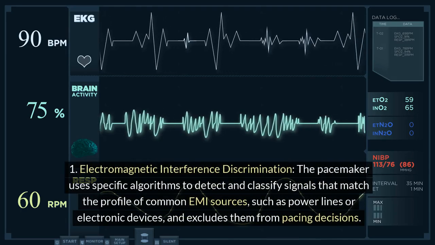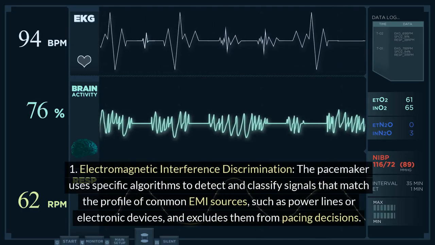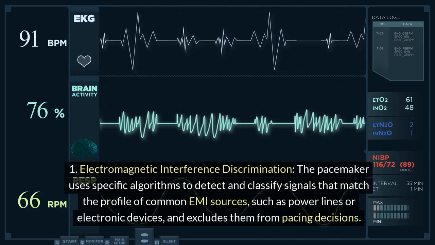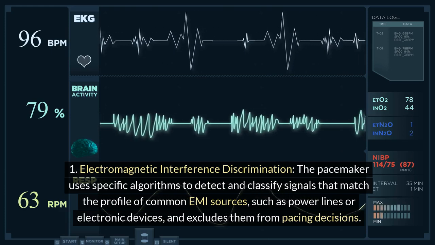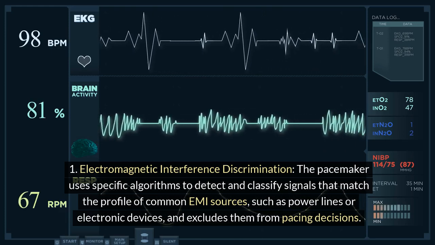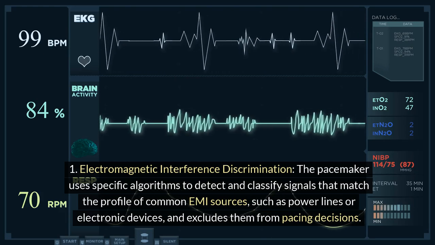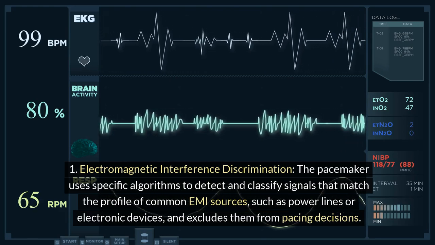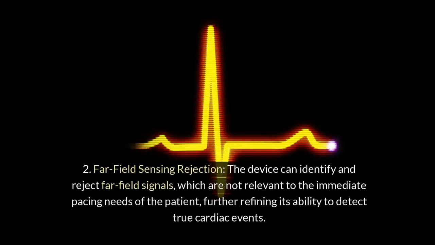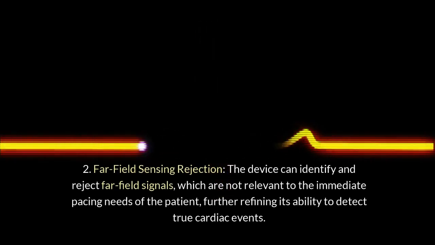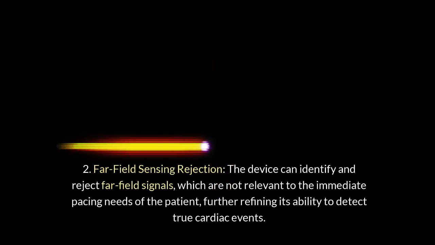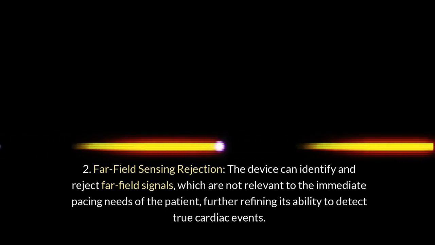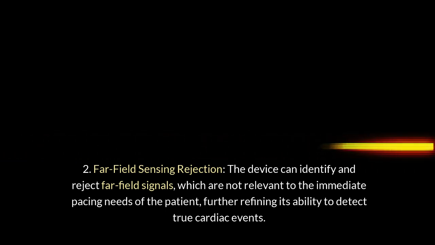Noise discrimination algorithms. 1. Electromagnetic interference discrimination. The pacemaker uses specific algorithms to detect and classify signals that match the profile of common EMI sources, such as power lines or electronic devices, and excludes them from pacing decisions. 2. Far-field sensing rejection. The device can identify and reject far-field signals, which are not relevant to the immediate pacing needs of the patient, further refining its ability to detect true cardiac events.